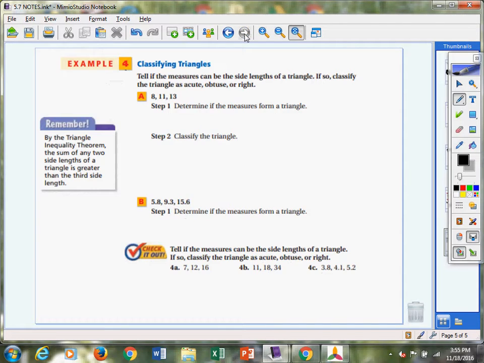All right, flip the page and let's classify triangles. Tell if the measures can be the side lengths of a triangle. Got to do that first. Got to see if we even have a triangle first. And then if so, we're going to classify it as acute, obtuse, or right. Sounds great. Let me show you how to do the first one, and then I'll do the first two, and then you guys will do the check it out for extra credit.